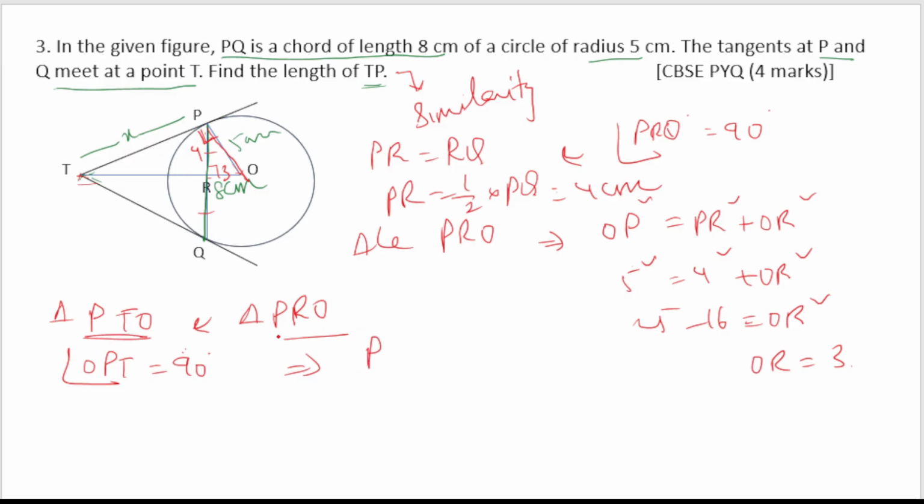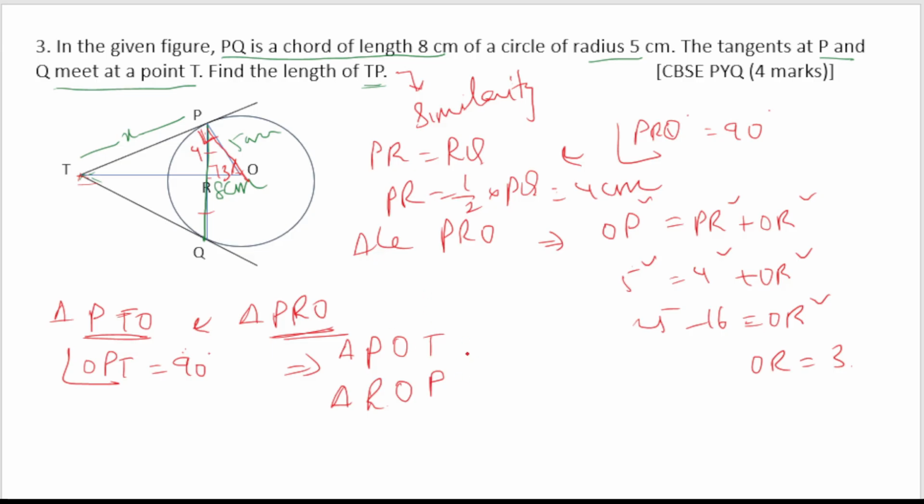It is P. Okay. And in triangle PRO, which angle is 90 degrees? R. Okay. And angle O is common in both the triangles. O. Okay. And the remaining angle is T here, and here it is P. Now we have taken these two triangles in correct order. We have to take the triangles in correct order or else we will get the wrong answer.